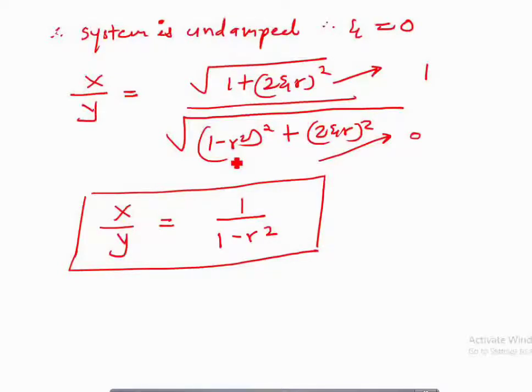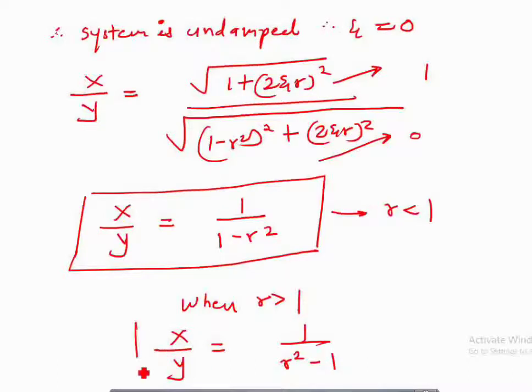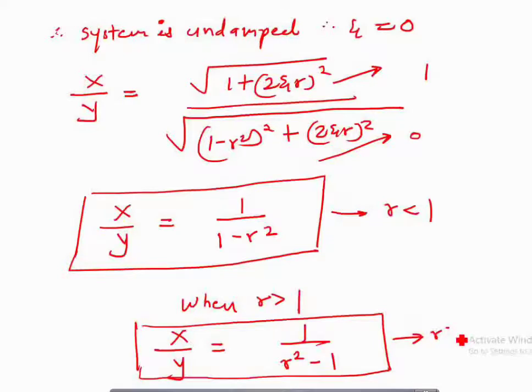or displacement transmissibility. Now this equation is valid when r is less than 1, because the denominator is 1 minus r squared. So when r is less than 1, you will get the corresponding x, that is the steady state amplitude due to this base excitation y, right? But when r is greater than 1, this term will become negative. So you can modify this equation as x upon y is equal to 1 upon r square minus 1, and use it when r is greater than 1.